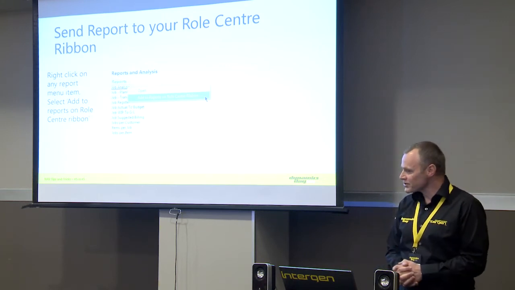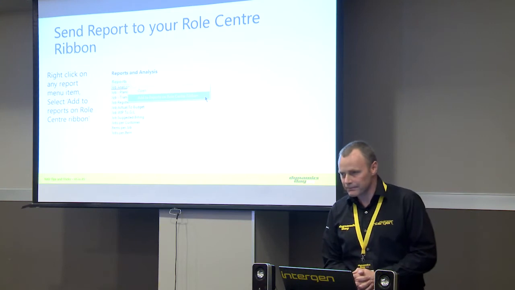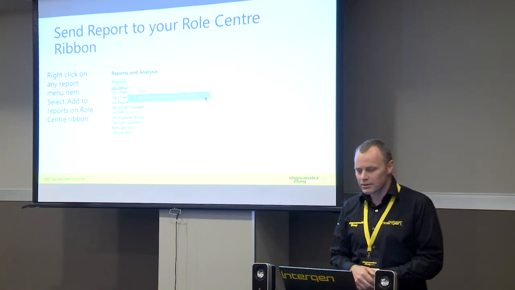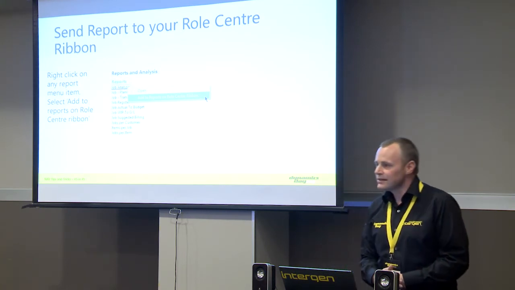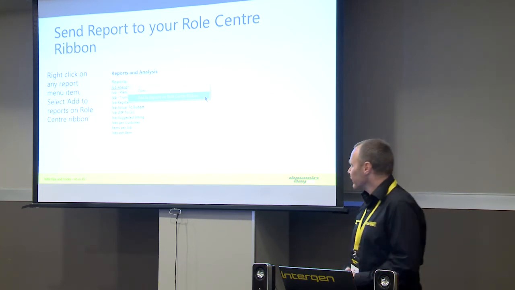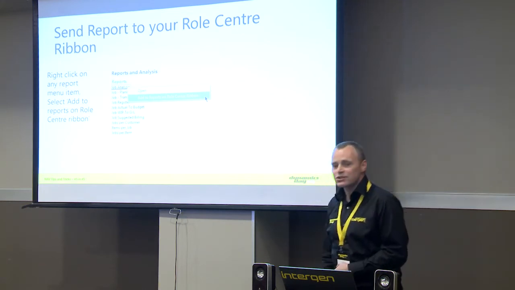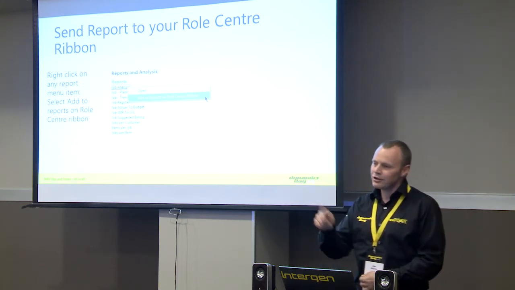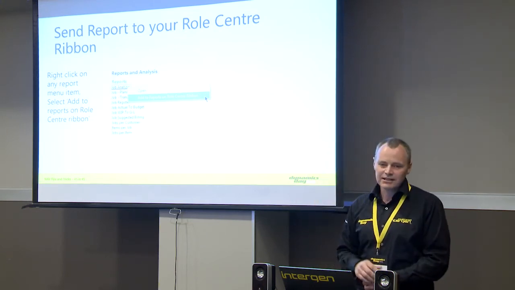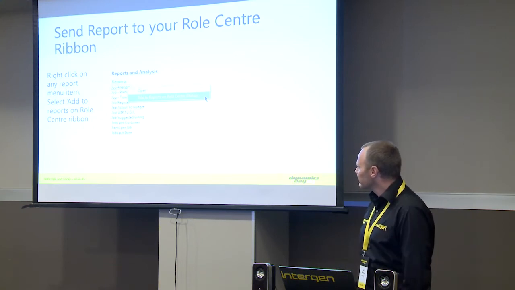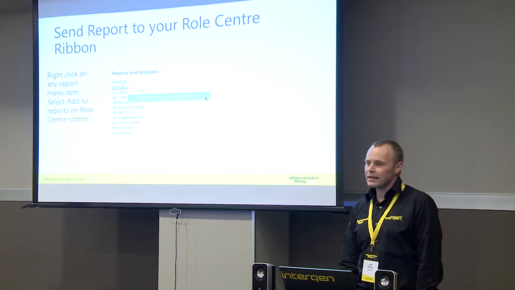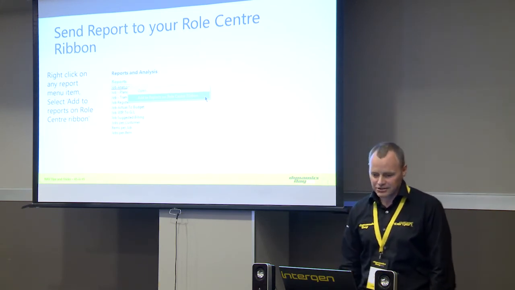On your role centre, you have a ribbon at the top for reports. That will have a number of standard reports in there. If there's a report that you run frequently, just right-click on it. In this case, I've gone to the job analysis report. I've navigated to the jobs menu and then down to the reports section. If I right-click on that, I get the option Add to Reports on Role Centre Ribbon, and that will put it on your home page as a button.